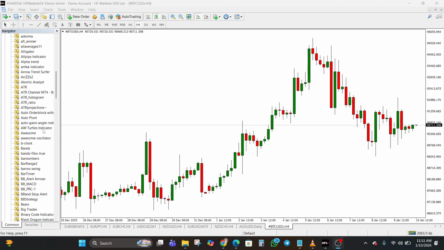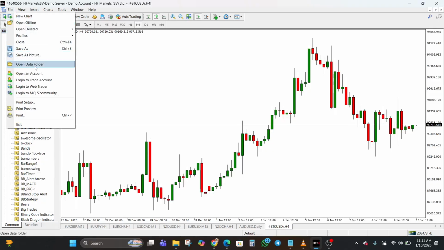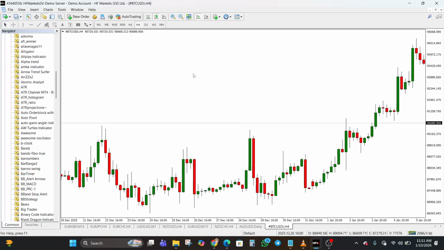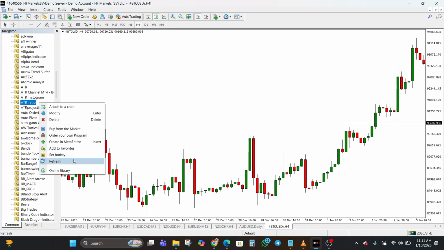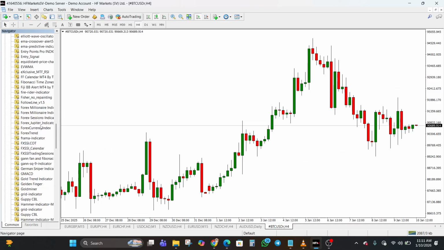Now, you head on to your indicators folder. Of course, File, Open Data Folder, you navigate to MQL4 or MQL5, depending on the platform you're using. Head on to the indicators, you paste the indicator file there, you head back to your Navigator and you refresh. After doing that, you just look for the order block indicator. All right, this is the order block indicator. Just drag and drop.